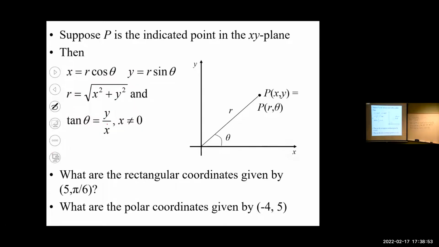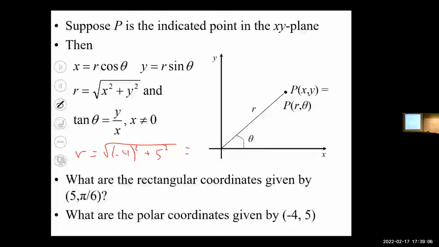R is easy. R is the square root of -4 squared plus 5 squared. So we've got 16 and 25, so root 41. So there's our R. We also need the theta that goes with it. So we know that according to this, tangent theta equals y over x. So 5 over -4, which means we've got to use the inverse trig function. So this is going to be an arctan.